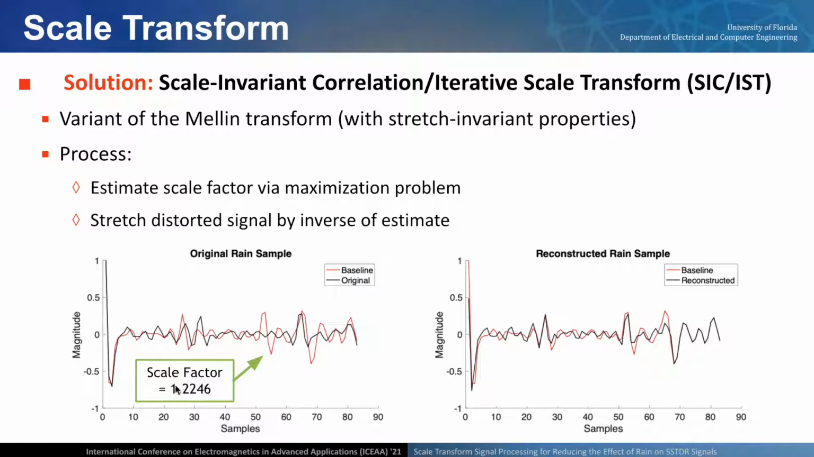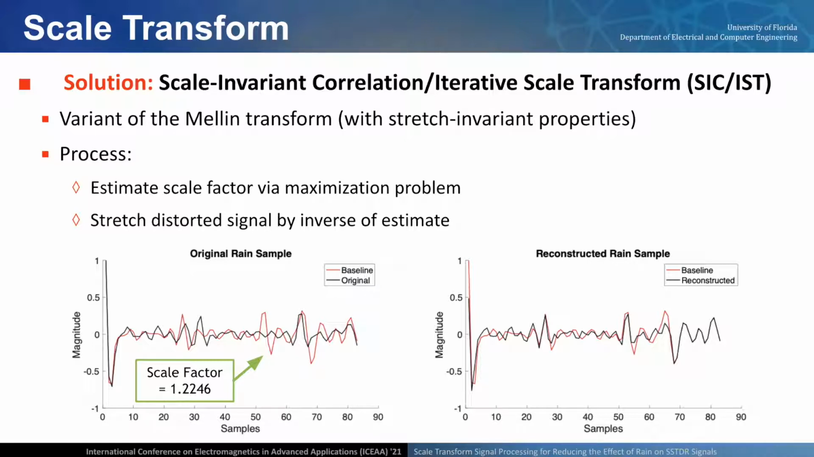And so what we've done using our scale transform is we've identified a scale factor of 1.2246. And so what we will do is take our rain sample, stretch it back using this scale factor, and we get the figure on the right, which shows that the baseline and the reconstructed rain signal now match a lot better in terms of their peaks.